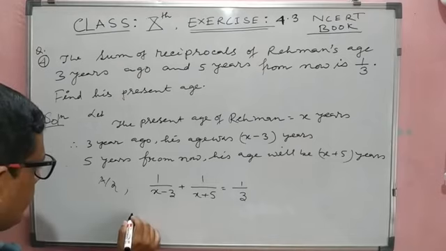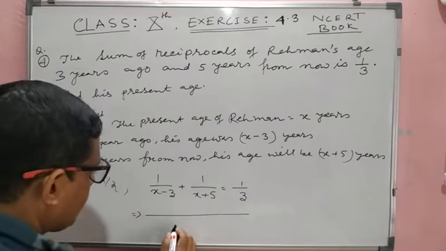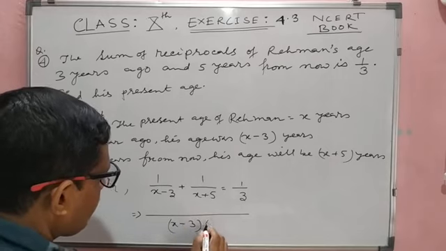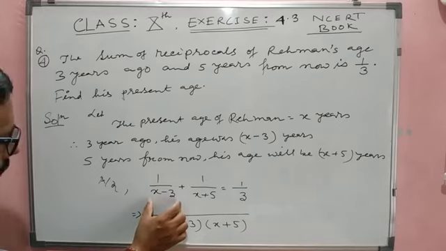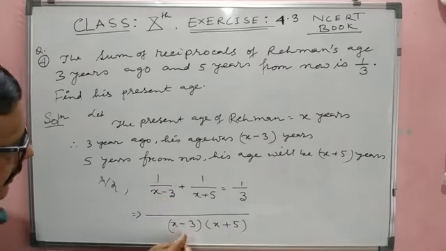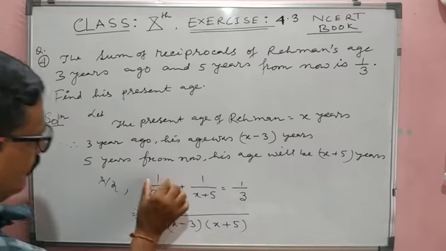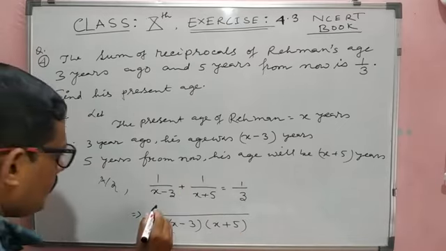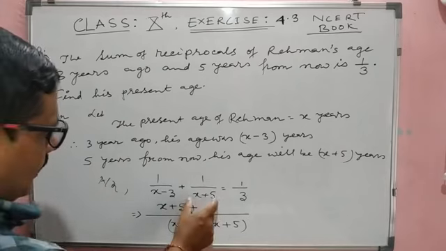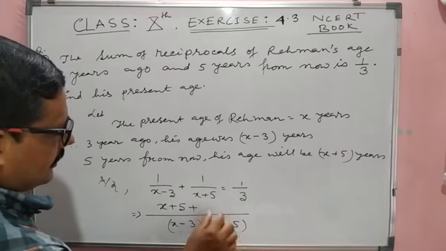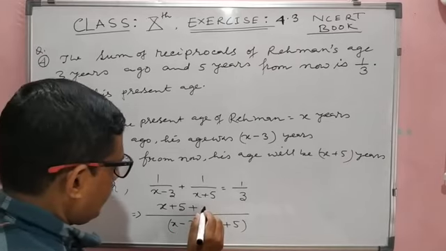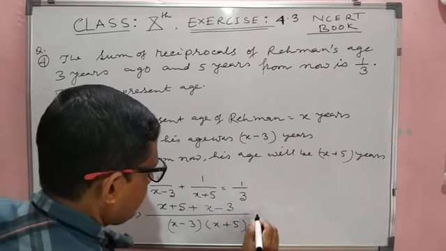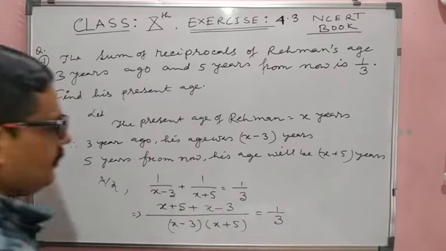Now let us take LCM. If we take LCM, it will be x minus 3 times x plus 5. Now we have to divide this LCM by this and this will cancel, this one will remain, this you have to multiply with 1. So we get x plus 5. Again by this we have to divide, then this and this will cancel, this one will remain, this will multiply with 1, we get x minus 3. That will be equal to 1 by 3.